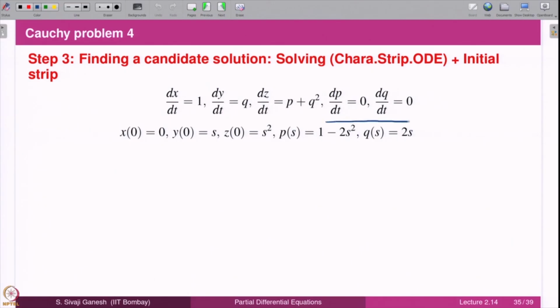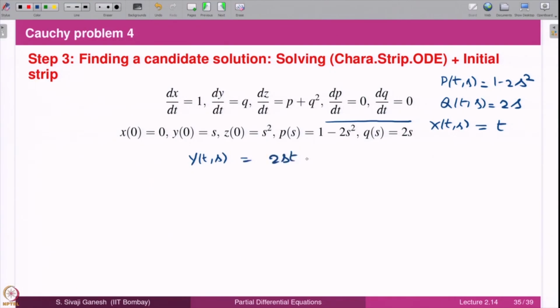Now, as before, p(t,s) is 1 minus 2s square, it is a constant, q(t,s) is 2s. What else is easy, x(t,s) is easy, it is t plus some constant and that constant has to be 0 because it should satisfy the initial condition. So, x(t,s) is t. Now, what is y(t,s)? y(t,s) is going to be, q is a constant, right, 2s. So, 2s into t, but at t equal to 0 it should be s.